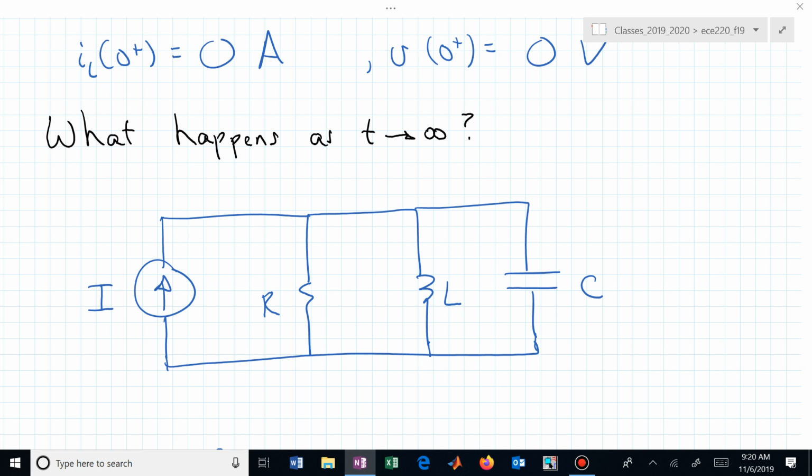How do these circuit elements respond to DC sources? What happens to our inductor?